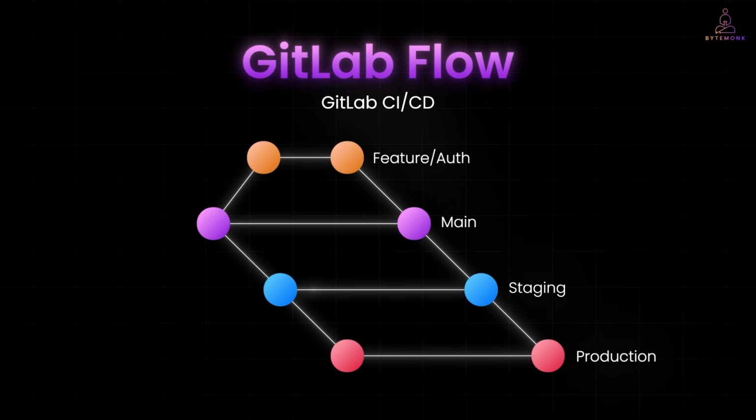Teams using GitLab CI/CD often adopt this. For instance, you might automatically deploy any commit on main to a test environment, and only when you are happy, merge that commit to the production branch to deploy to prod.